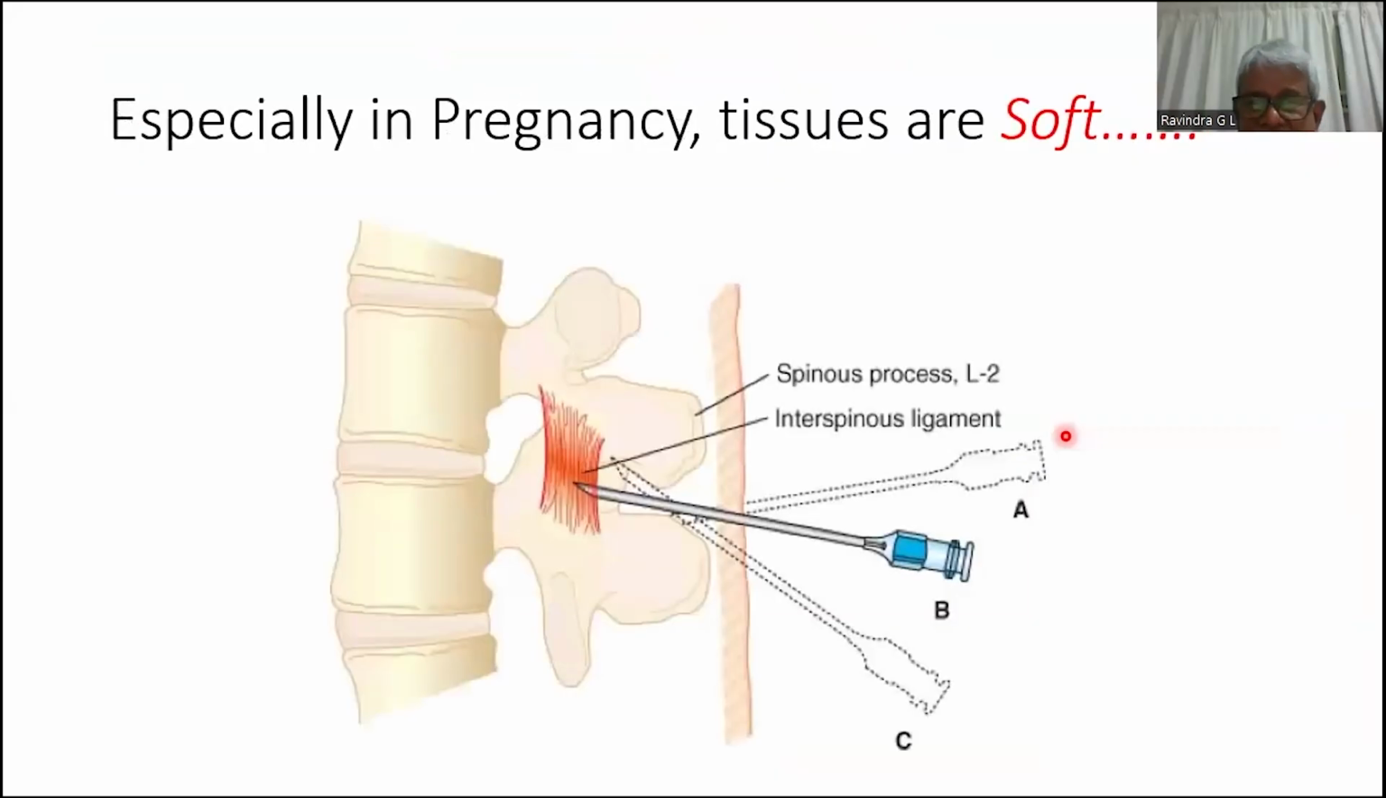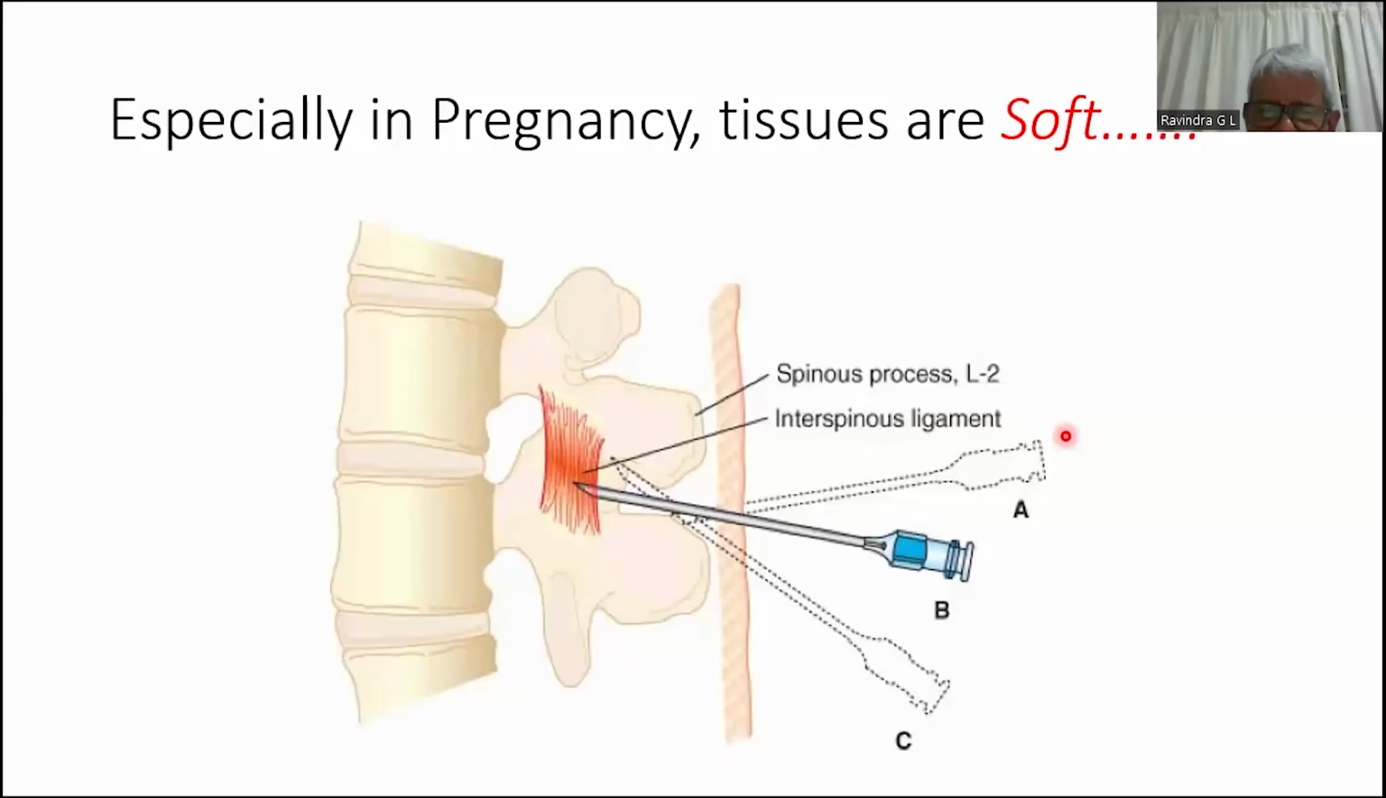You see, in pregnancy, because of the hormone actions, the tissues are all soft. Now, to get a loss of resistance to identify the epidural space, what are we using? We are using resistance to the injection of a fluid, either saline or air. And the moment that resistance is lost, that means from past the ligamentum flavum you reach the epidural space, there is no resistance. Now, in pregnancy, the resistance itself is not there, or it is less. So the confusion about loss of resistance always exists in pregnancy.